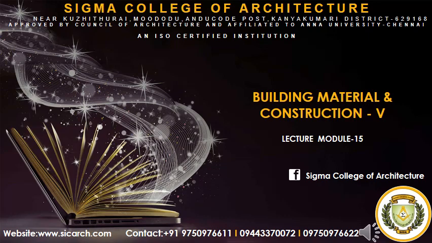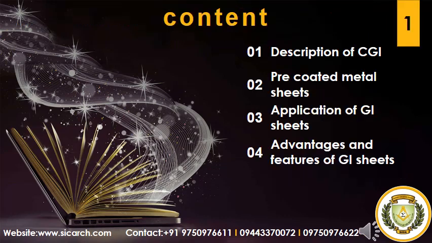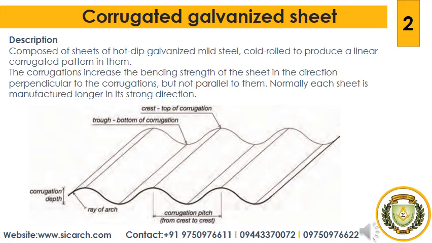Today we'll be seeing about Unit 4 named Advanced Construction Techniques and Materials. So in this session we'll be seeing about corrugated galvanized iron sheets or CGI sheets. In that we'll be seeing about its description, types, its advantages and uses. So first we will start with a description of corrugated galvanized sheets or CGI.